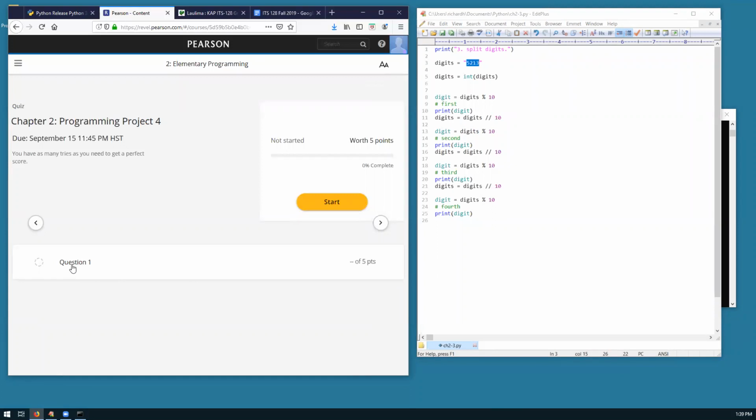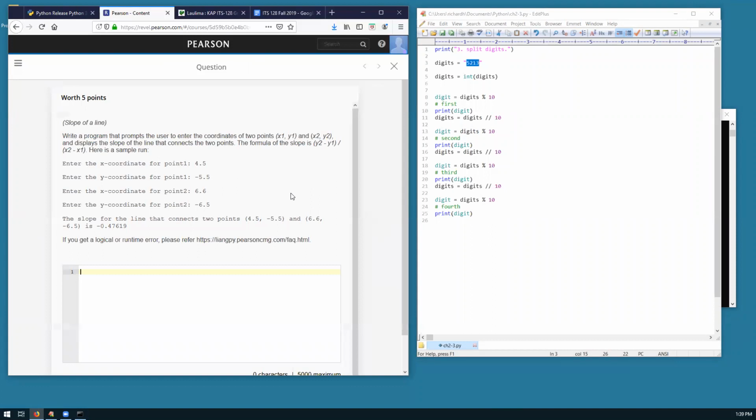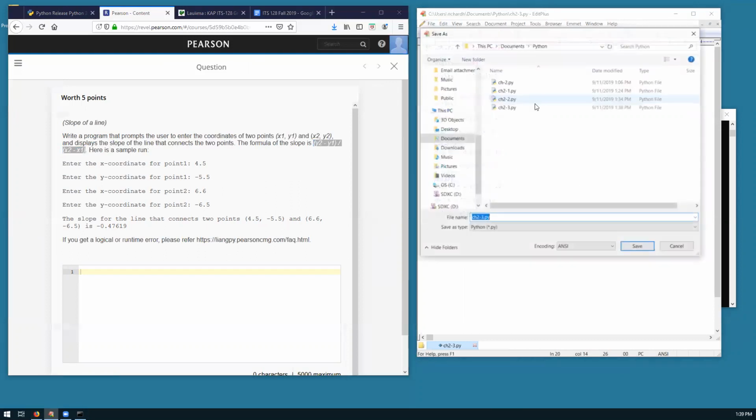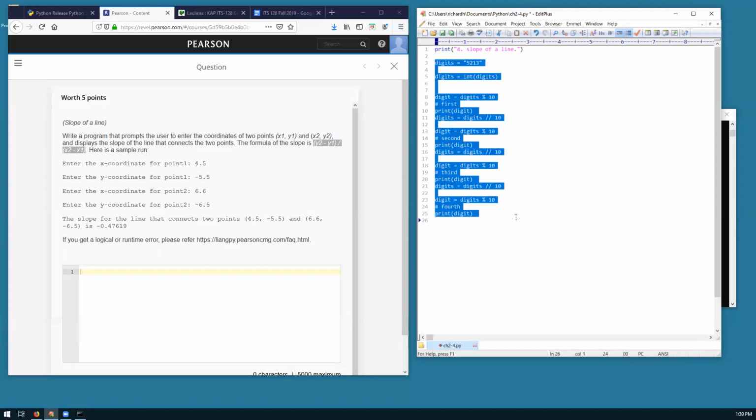Question 4. Okay, here we're supposed to input this and calculate this. So let me do a save as, and this is going to be number 4, and it's going to be slope of a line. And so I'm just going to go ahead and assign these values.